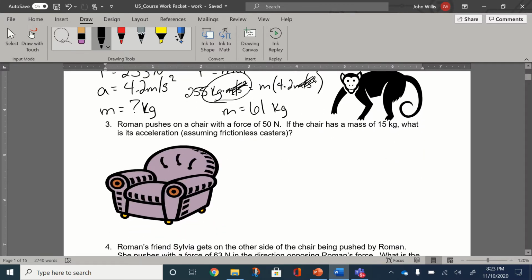All right, we've got Roman in number 3, pushing a chair, applying some sort of force to it. The force he's applying is 50 newtons. His mass is going to be 15. Guys, it's the same equation.